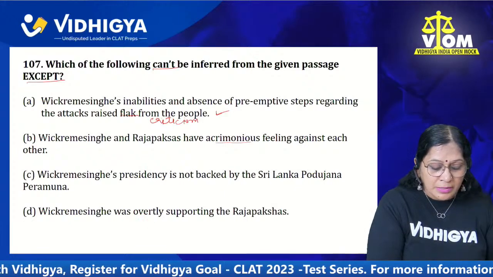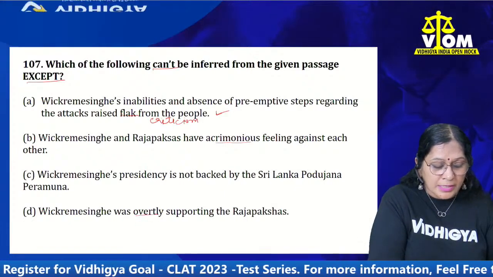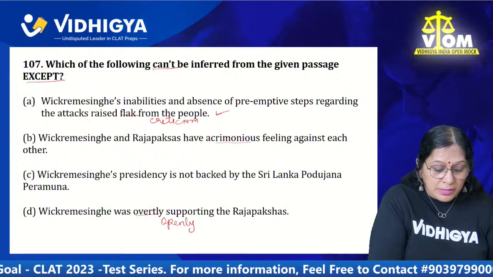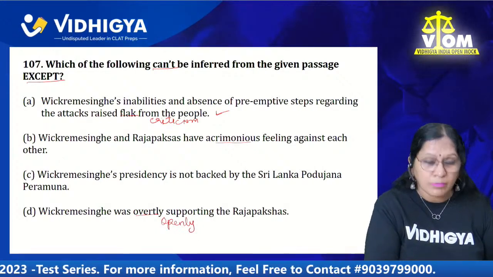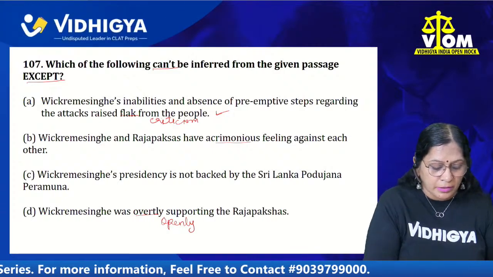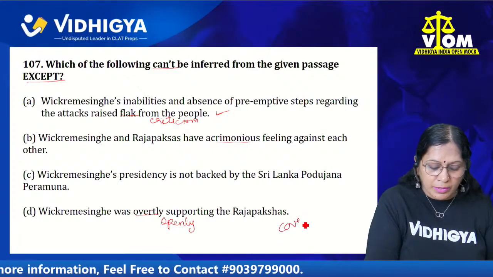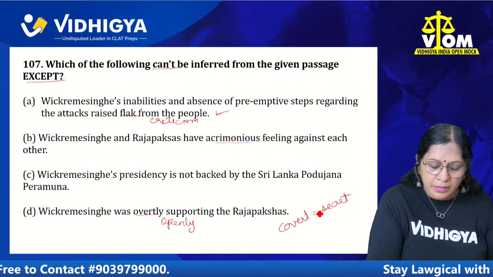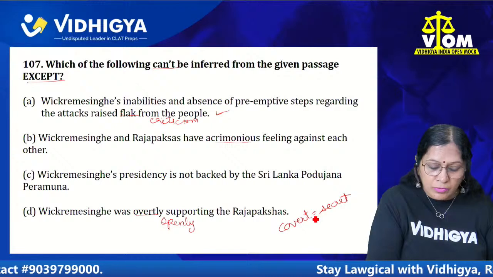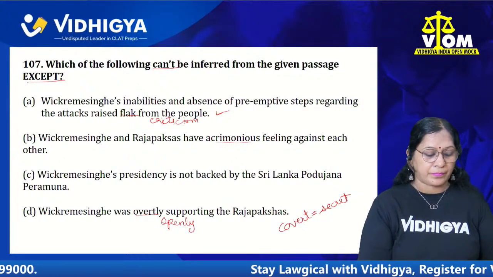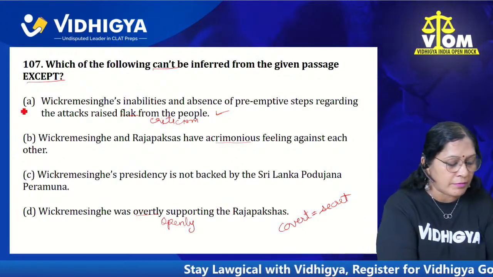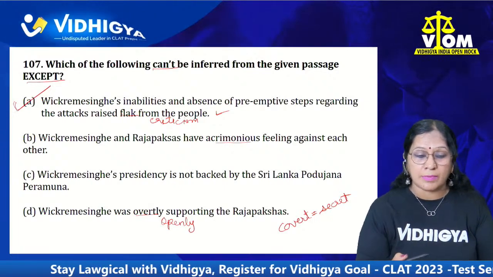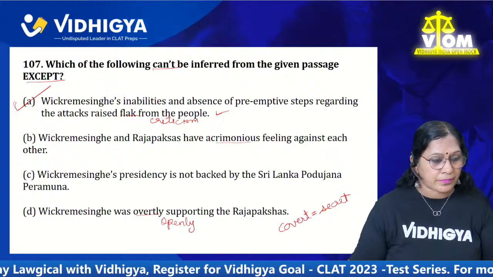And he was overtly supporting the Rajapaksas. Overtly is like openly, but he was not openly supporting. He was secretly supporting, no. So that was covert. Overt is open and covert is covered. Covert is secret, hidden. Right? These are two commonly used words, overt and covert. So we have A as the answer. I hope you have understood the question as well as the answers.